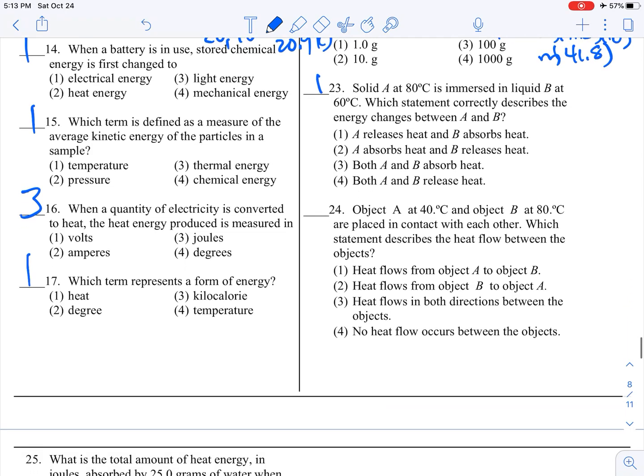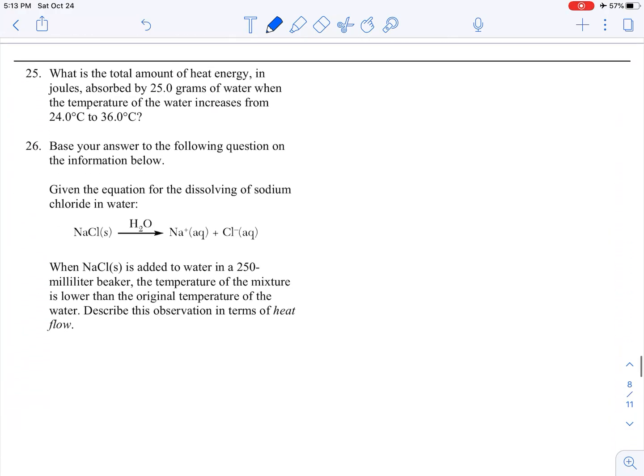Object A is at 40 and object B is at 80. In which direction will the heat flow? Heat flows from hot to cold, so from B to A. Sorry, it's not going to flow in both directions. No, hot to cold, always.